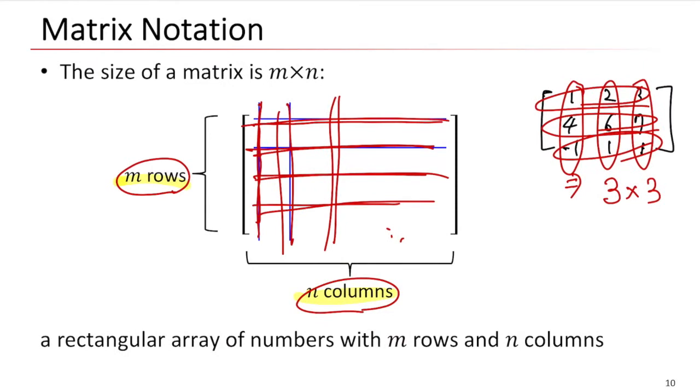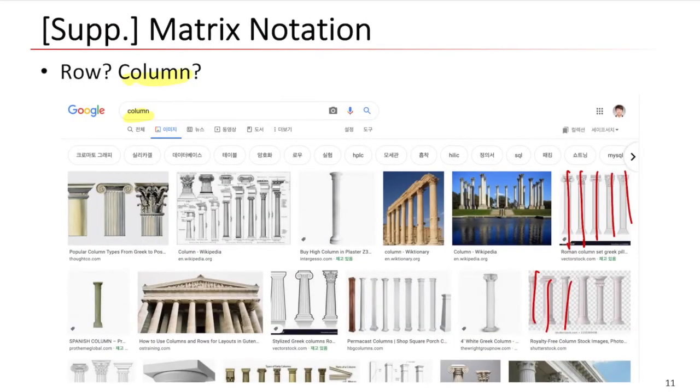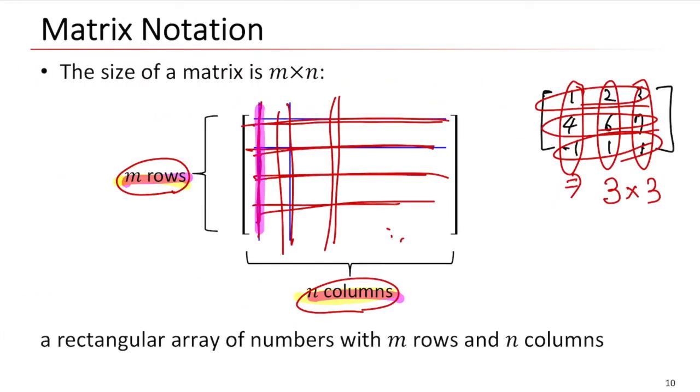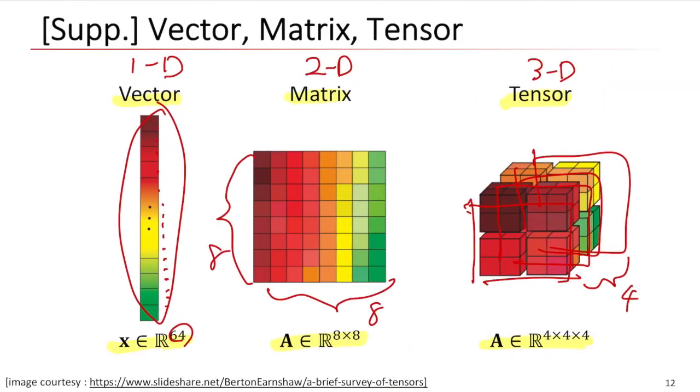The size of a matrix can be represented by m rows and n columns. You remember correctly, right? And what was a column? A column means the values of each vector, like this. So this is the matrix notation.